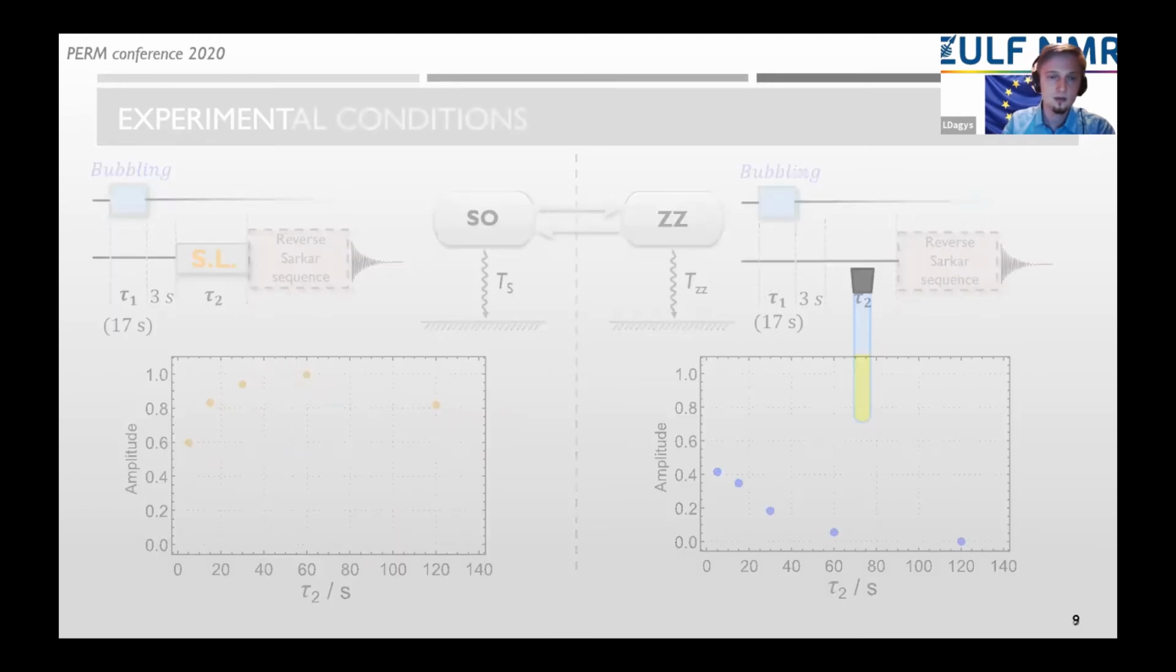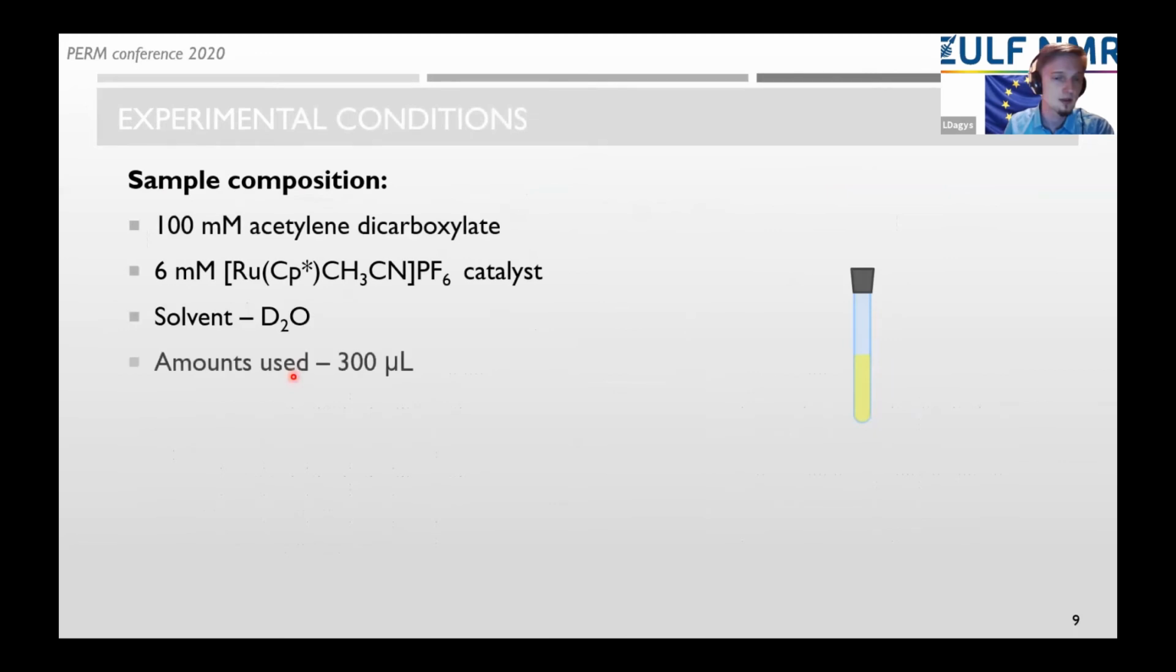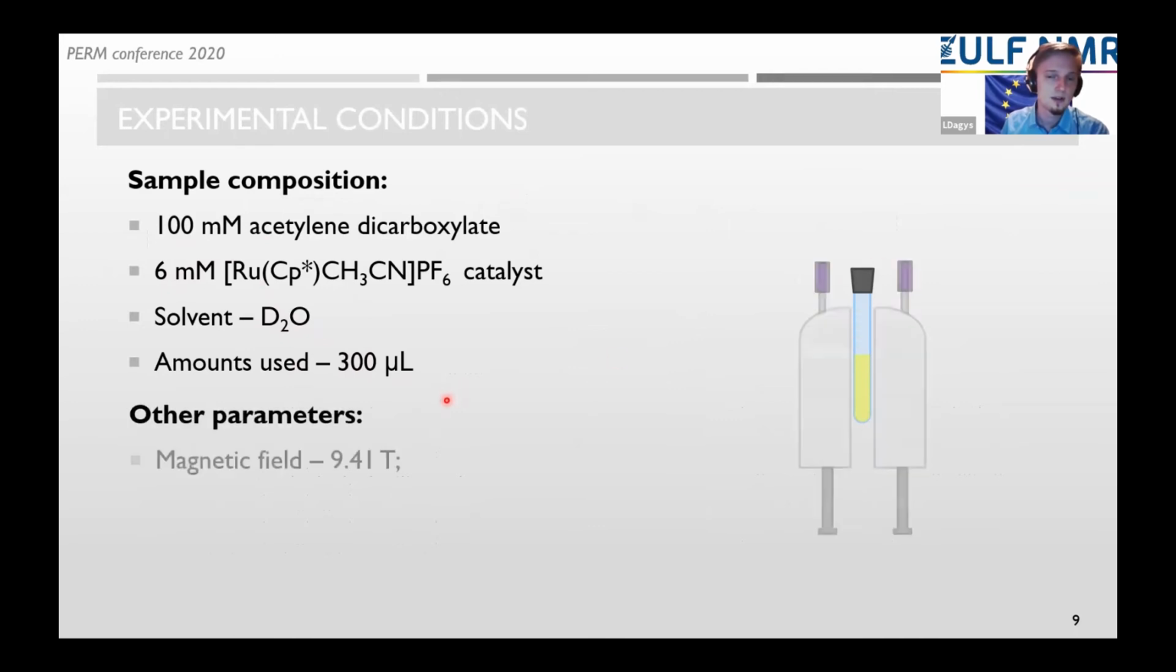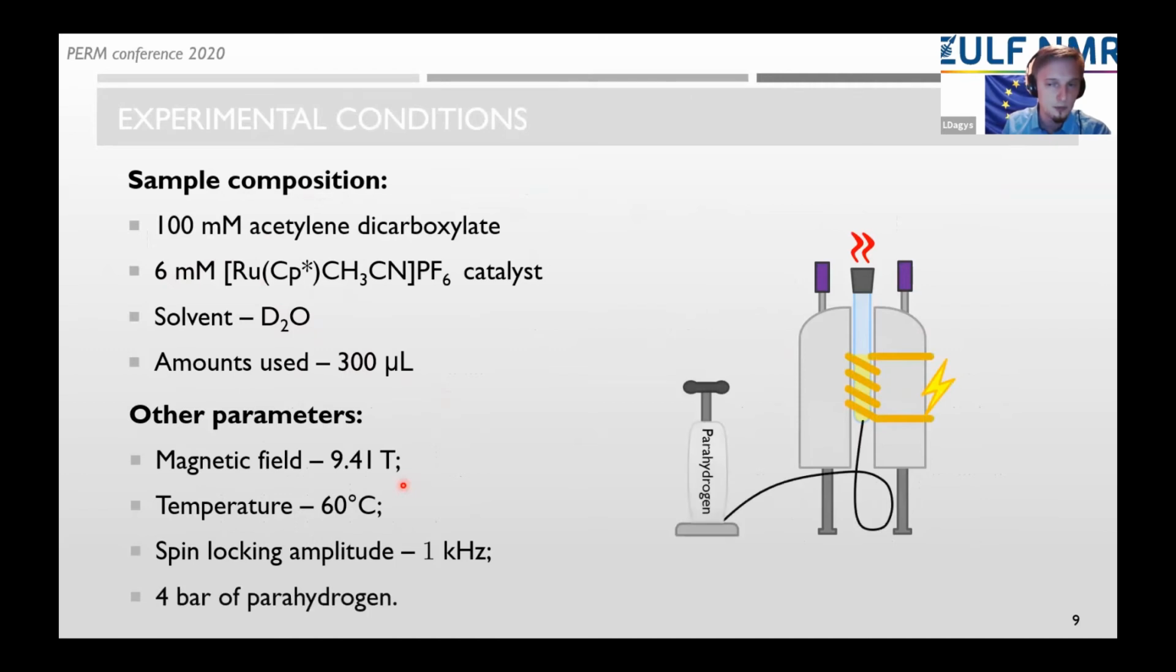So for that, sorry, for those that are interested in details, I'll just tell you what is the sample composition. So it's relatively highly concentrated precursor and catalyst, and well, 300 microliters is just to put the sample within the excitation coils. And other parameters, and this picture is just for amusement, other parameters are magnetic field of 9 Teslas, temperature, spin locking power, and the pressure. So we're working at still relatively mild conditions. There's nothing too special.